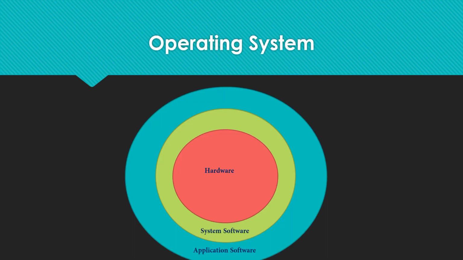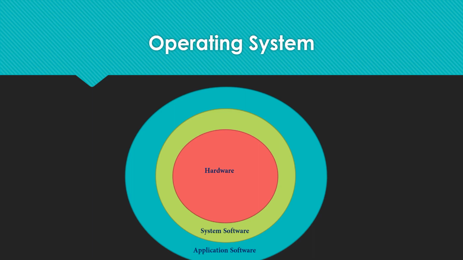Consider that your computer has three layers. The inner layer we call the hardware, the middle layer we call the system software, and the topmost layer we call the application software. We call this system software the operating system. That's why we say that without the system software we cannot communicate with the hardware, nor with the application software.